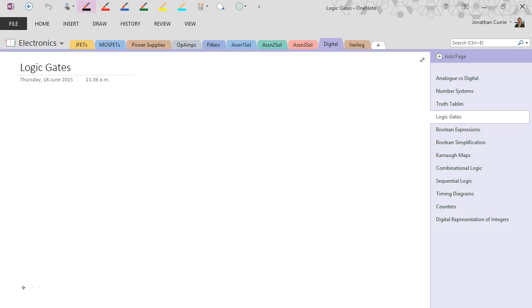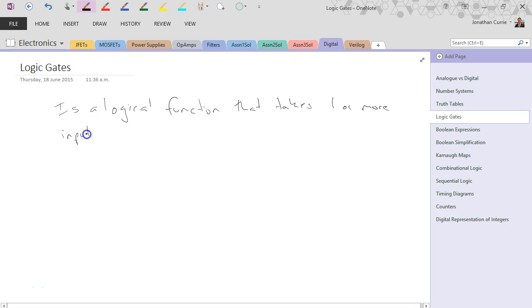Alright, in this video we're going to be looking at logic gates. Now a logic gate is a logical function that takes one or more inputs and produces a single logical output. And by logical we're talking about 0 or 1. Alright, we're back in binary again.